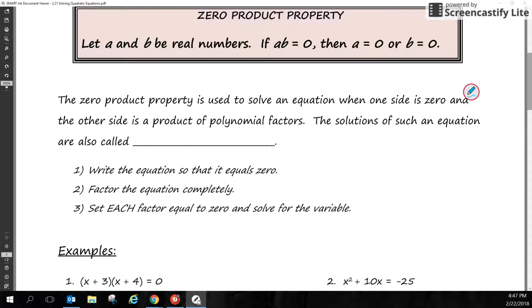Product property is used to solve an equation when one side is 0 and the other side is a product of polynomial factors. In other words, the factors of our polynomial that we just did. The solutions of such an equation are also called, shockingly, zeros. You'll also see them called roots. And tomorrow you're going to see them called x-intercepts. But today we're going to call them zeros because of what we are doing.